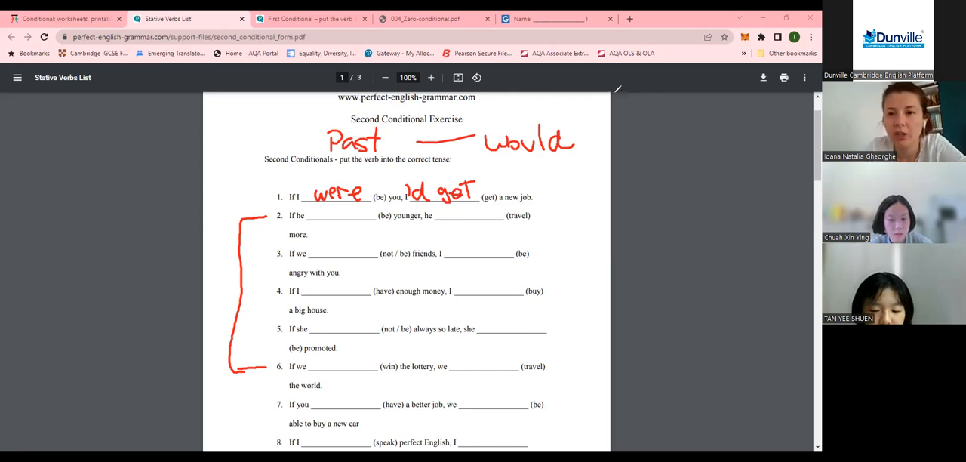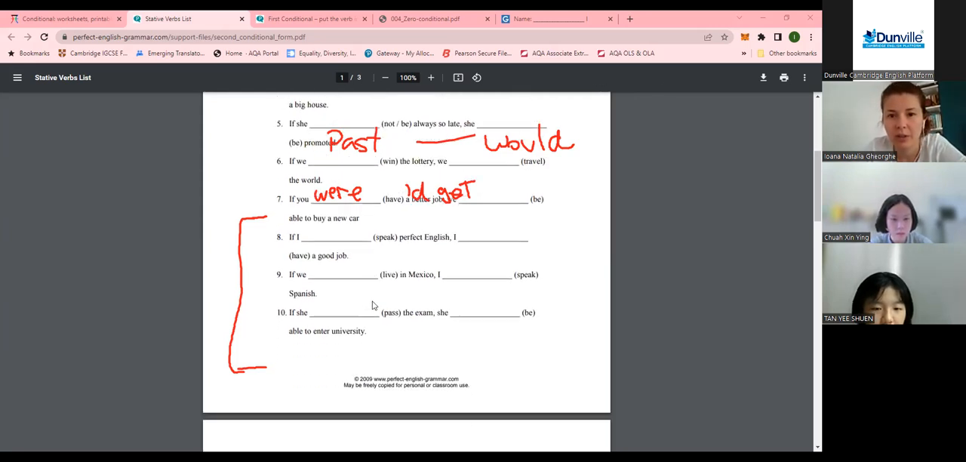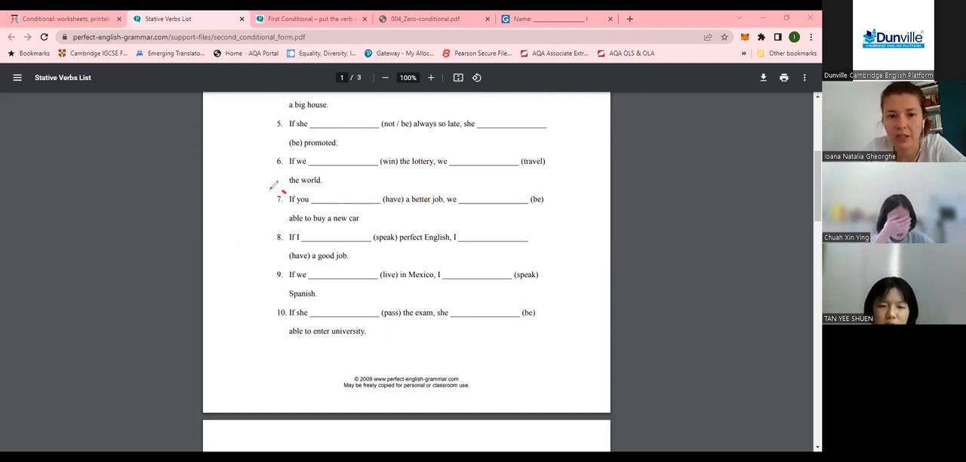Now, let's do 7 till 10 together. Let me just get rid of the annotations. Number 7, Tan, can you do number 7? If you had a better job, we will be able to buy a new car. We would. We would be able to buy a new car. Yeah, excellent. So if you had a better job, we would be able to buy a new car.